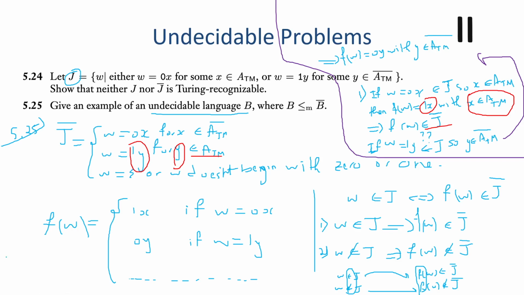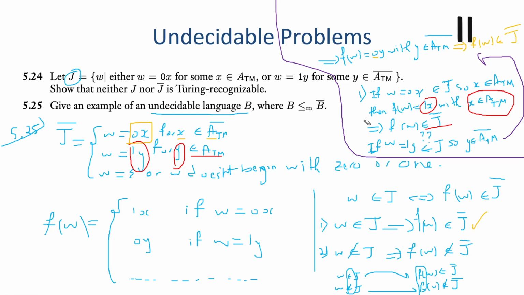Do you see this somewhere in J? Do you see something that starts with a 0 and is followed by something that's in ATM complement? I see it. It's right here. Remember, x and y could be anything. In this scenario, the mapping doesn't care what x and y are. So they're unchanged. Whether they belong or don't belong to ATM, they are not changed. What is changed is just that it starts with a 0 and became a 1, or the reverse. So that must mean that f of w belongs to J complement. So actually, this first part is now over.